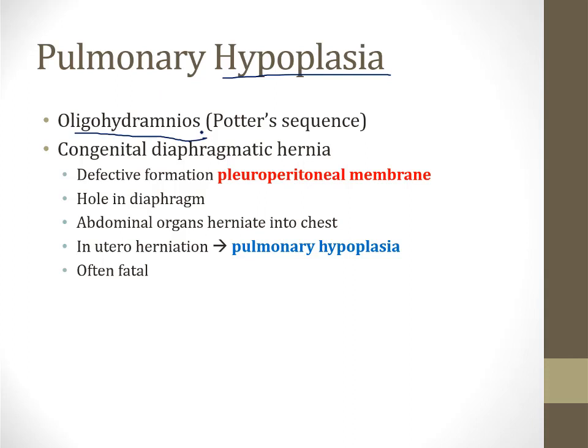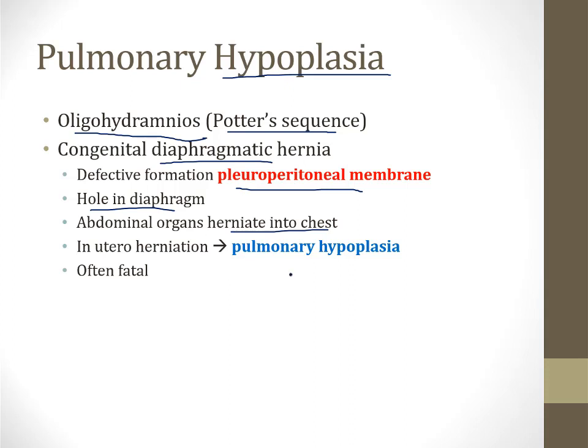And for this reason, pulmonary hypoplasia is one of the components of Potter sequence, which I talk about in the renal embryology videos. The second reason a baby could develop pulmonary hypoplasia is if they have a congenital diaphragmatic hernia. This sometimes occurs in babies who have defective formation of a structure called the pleuroperitoneal membrane. Basically, these babies have a hole in the diaphragm and their abdominal organs herniate into the chest.